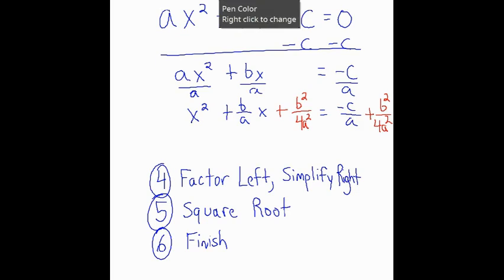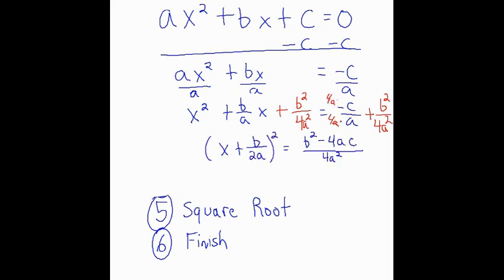Okay, now I'm going to go ahead and factor left and simplify right. Now by simplifying on the right, I'm going to have to find a common denominator, which would be 4a squared. All right, and you notice when I simplified the right side, I rearranged the terms as well. The next thing I do is take the square root of both sides.